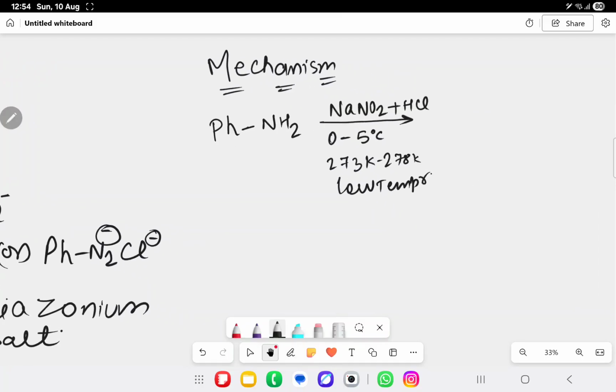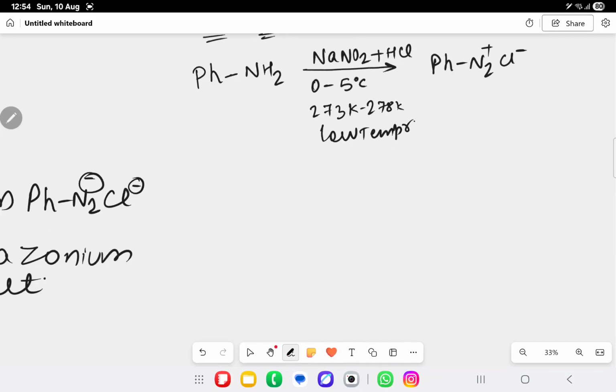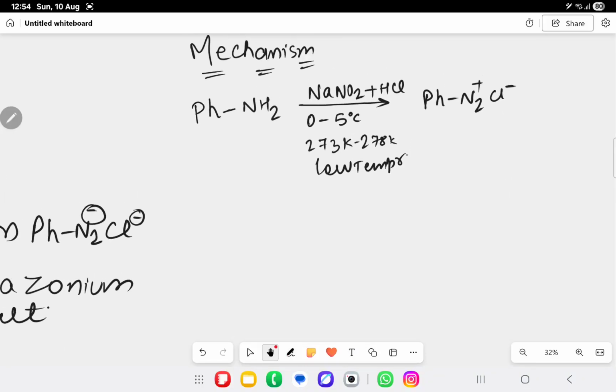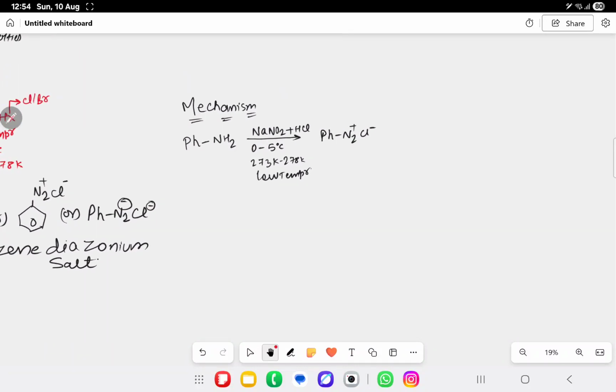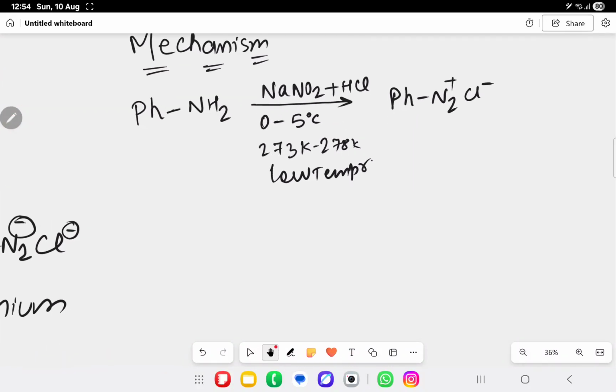What happens in this part? It will convert into benzene diazonium salt, N2 plus Cl minus. So what is the mechanism behind this reaction? We will try to understand the reaction you have already written. Don't get confused, I will give you the PDF also. Now I am going to dictate the mechanism to you.